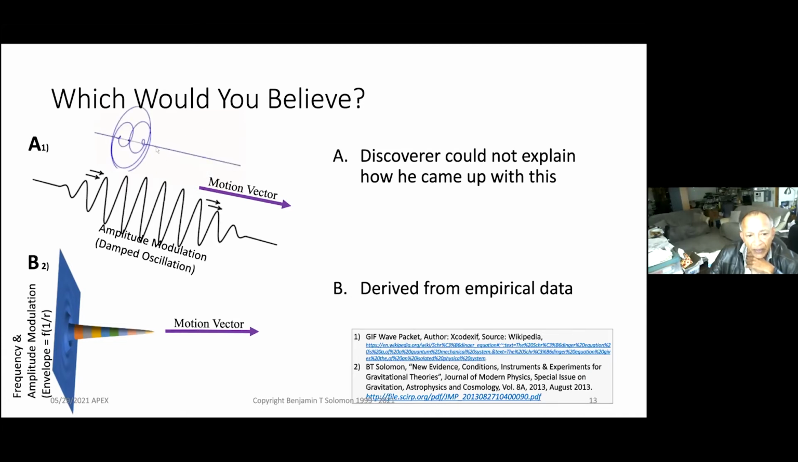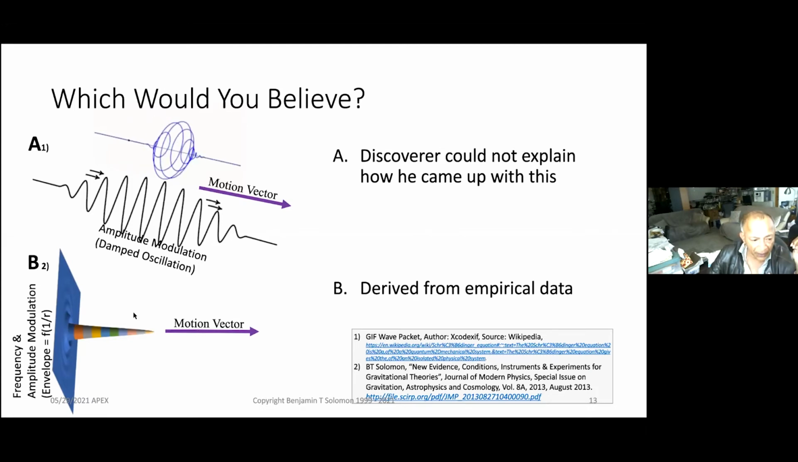at it, the motion vector is down this way. It's coming down this way, and it is a wave function that is amplitude modulation with a damped oscillation. So this envelope, if you look at this crest and the troughs of the envelope, of the wave function, it's a damped oscillation.